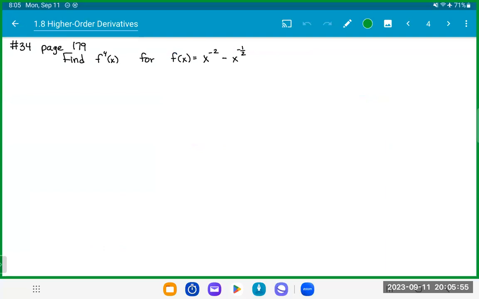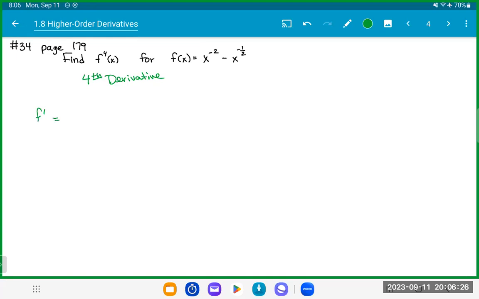So this next problem that we're going to look at is the fourth derivative, right? So that's what this little 4 here is. That's telling us that we want the fourth derivative. Okay, so that means I have to take the derivative and then the derivative and then the derivative and then the derivative. Okay, so first of all, let's just look at the first derivative.